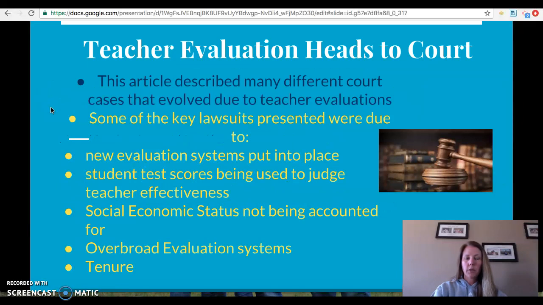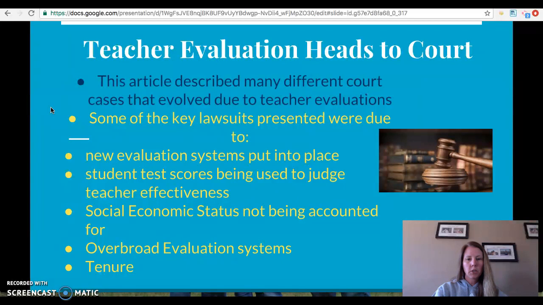Teacher evaluation, the first article, heads to court. This article describes many different court cases that all evolved due to teacher evaluations. Some of the key lawsuits presented were due to new evaluation systems put into place, and everything wasn't quite clear as to what that process should be.